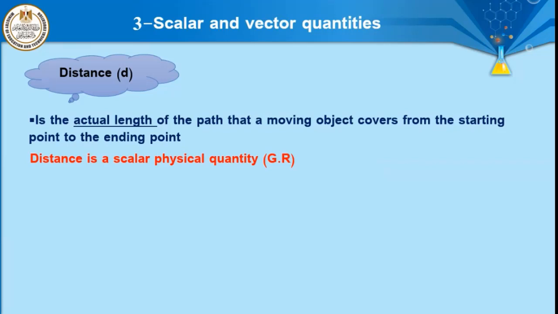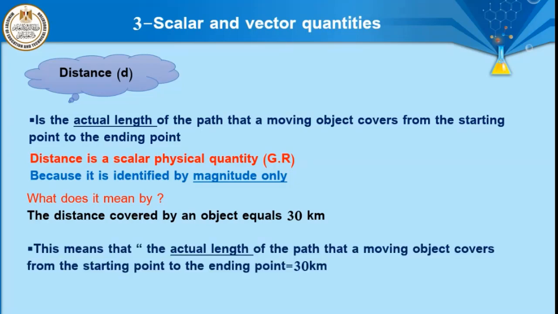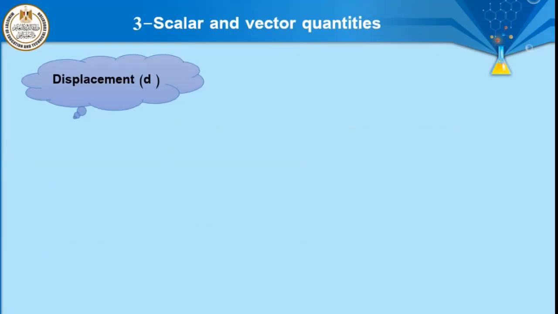Why is distance a scalar physical quantity? Because it has magnitude only and has no direction; it is identified by magnitude only. What does it mean when the distance covered by an object equals 30 kilometers? From this concept, we can define this statement: it means that the actual length of the path that the moving object covers from the starting point to the ending point equals 30 kilometers.